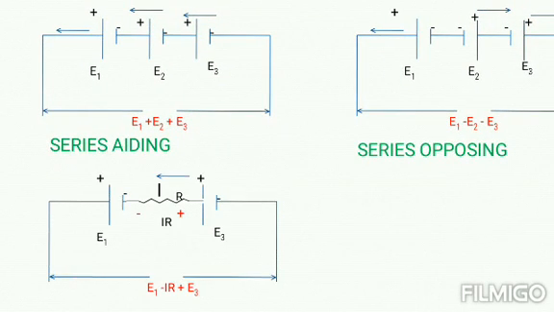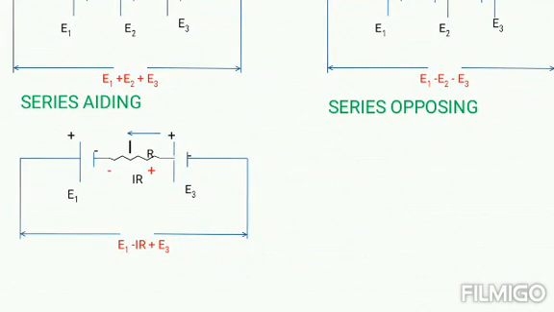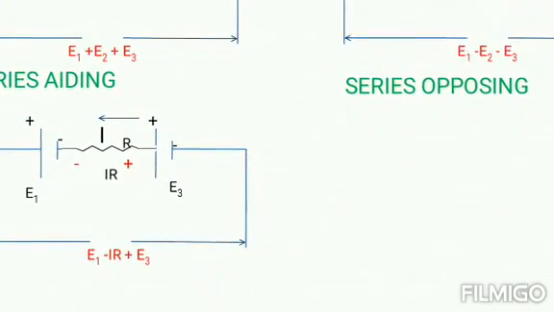And come to the third example, where we have 2 EMFs and 1 resistance. Here the current is assumed to flow from right to left, hence the voltage drop in the resistance is I into R, such that on the right side there is a positive sign and on the left side of the resistance a minus sign. Now for this circuit the resultant voltage will be E1 minus IR plus E3.